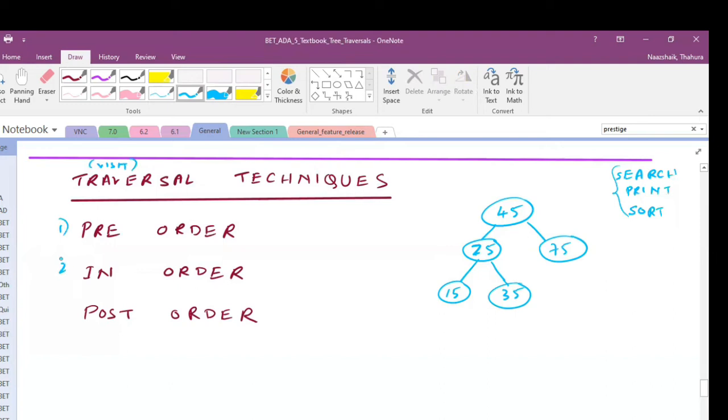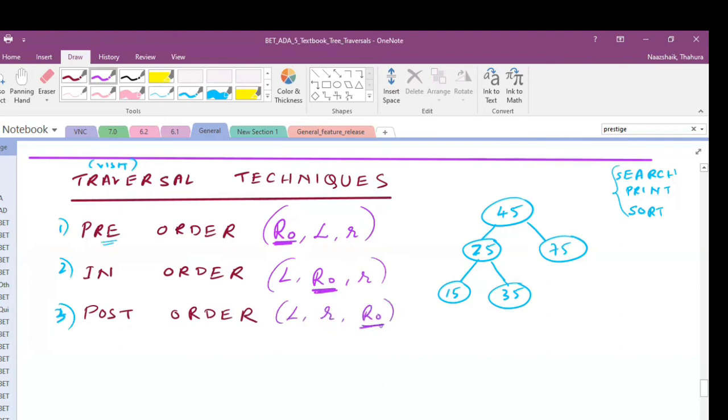There are different ways of visiting a node in a binary tree. These are the three different ways: preorder, in order, post order. What is pre, in, post? It is with regard to root. What is the preorder? First, you will visit the root. Then you will visit your left, and then you will visit your right. So here, pre means root is first. In order means first you will visit your left, then root is in the middle, then you will visit your right side. Post order means first you will visit your left, then you will visit your right, then you will visit your root. So root is at the end. That's it. This is your post order.